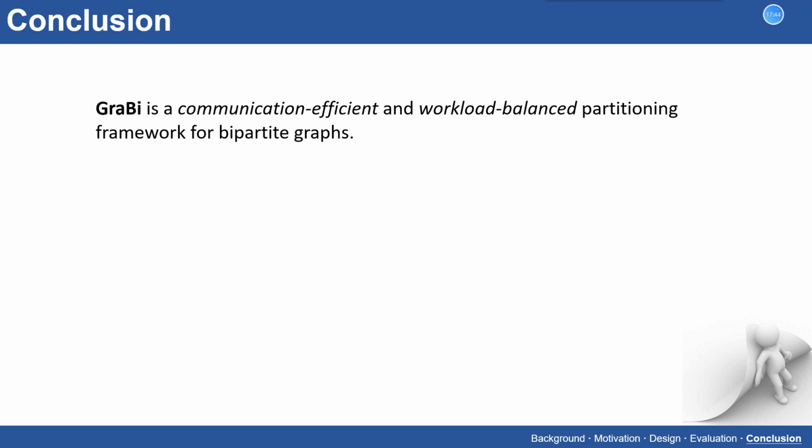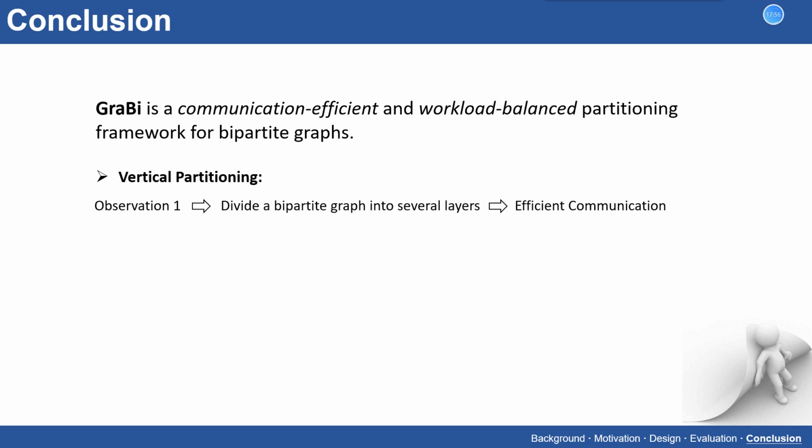Finally, let's conclude this paper. This paper proposes GraBi, a communication-efficient and workload-balanced partitioning framework for bipartite graphs. GraBi partitions a bipartite graph first vertically and then horizontally to achieve high-quality partitioning. First, in the vertical partitioning, GraBi vertically divides each vector vertex into several vertex chunks, such that the bipartite graph is divided into layers to trade off between inter-vertex and intra-vertex communication.